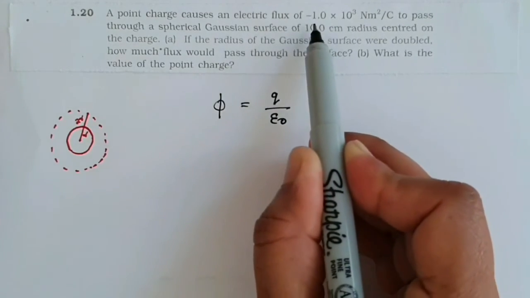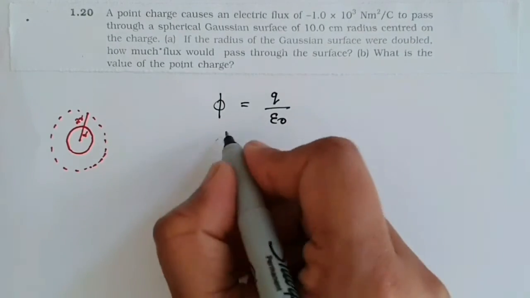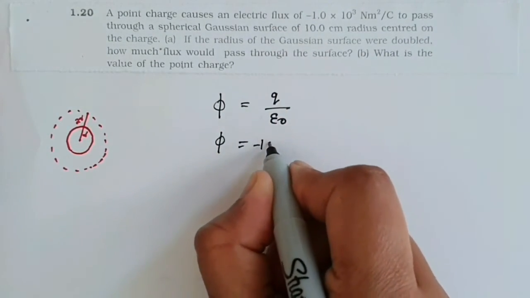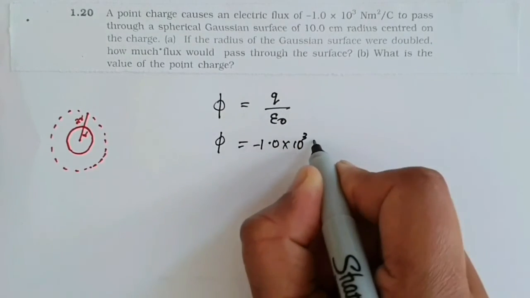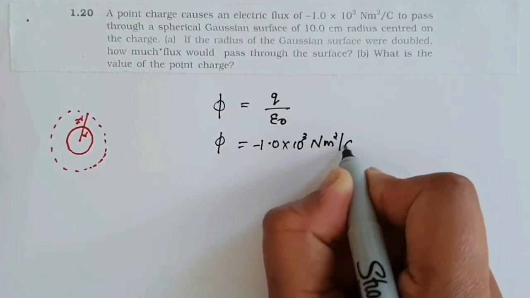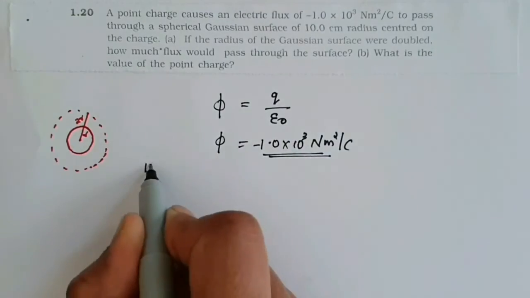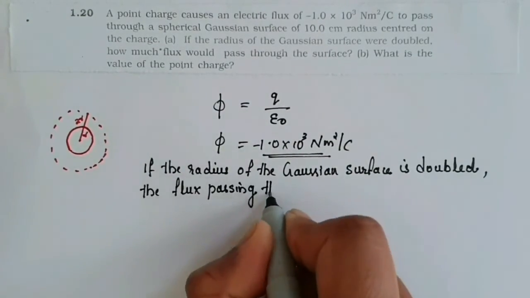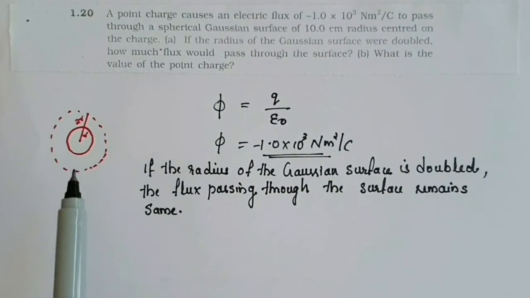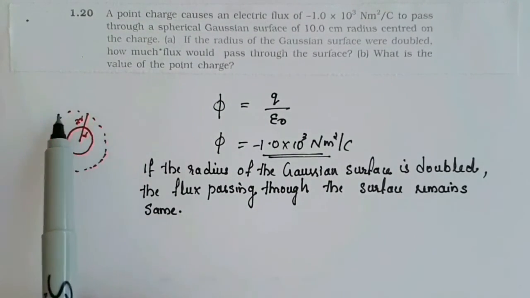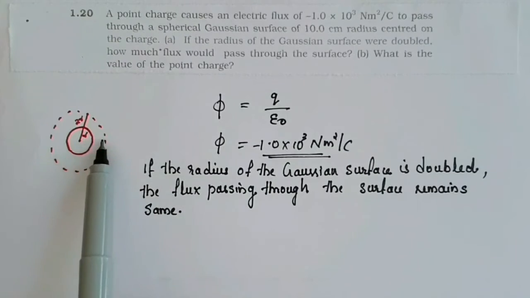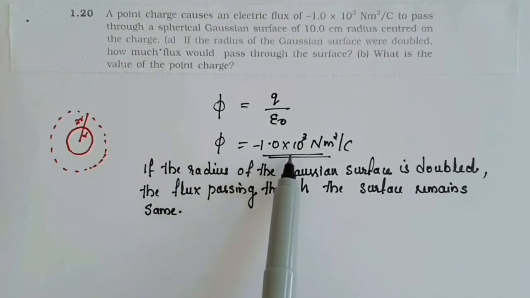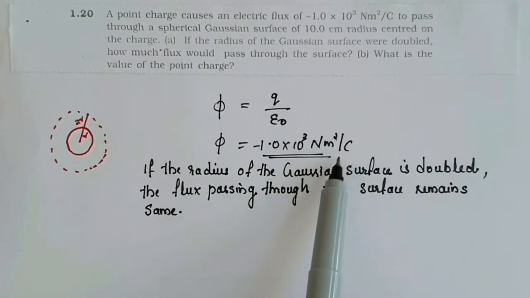Now, what is flux? Phi is equal to minus 1 into 10 raised to 3 newton meter square per coulomb. Therefore, even if the size of the Gaussian surface is doubled, the flux passing through the surface remains the same. That is, phi is equal to minus 1 into 10 raised to 3 newton meter square per coulomb.